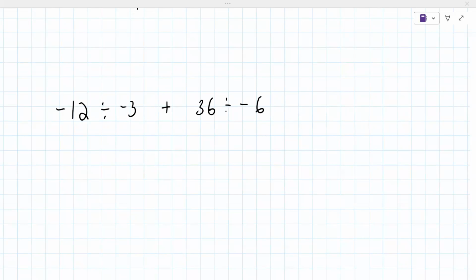First, you do the division first. So -3 divided by -12 would be -3. I mean, sorry, try again, -4. But they're both negative. How does that change things? So it'd be +4. Okay, I agree. And then 36 divided by -6 would be +6.